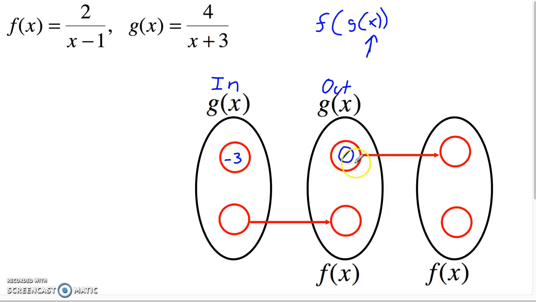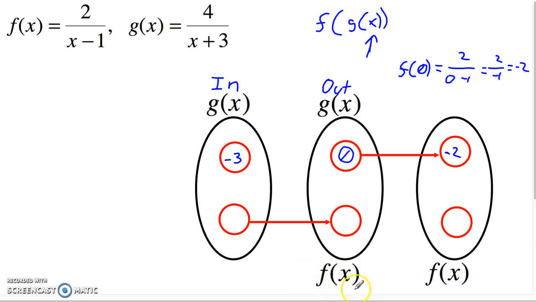If g of x is never going to give me a 0, then that means that f of x, the outside function, is never going to see a 0. We're never going to have a chance to figure out, or for the function to evaluate, f of 0. So what is f of 0? Well, f of 0 is 2 over 0 minus 1, which is to say 2 over negative 1, or negative 2. And that value is never going to show up in my range, right? I'm never going to get a 0 out of g of x, which means f of x is never going to get to work on that 0. So I'm never going to get f of 0, never going to see negative 2.